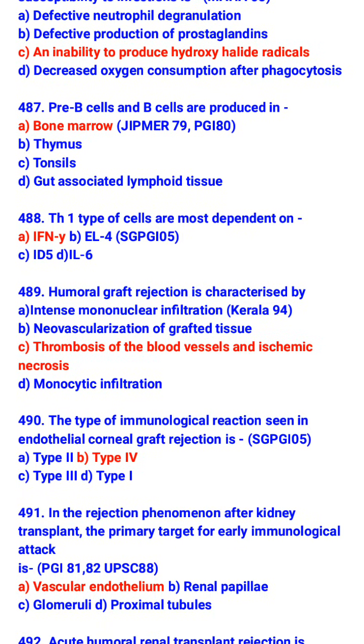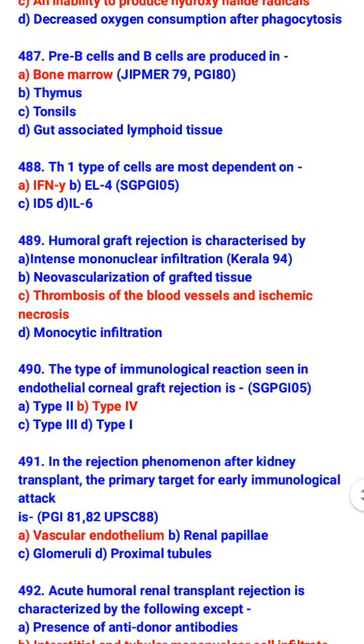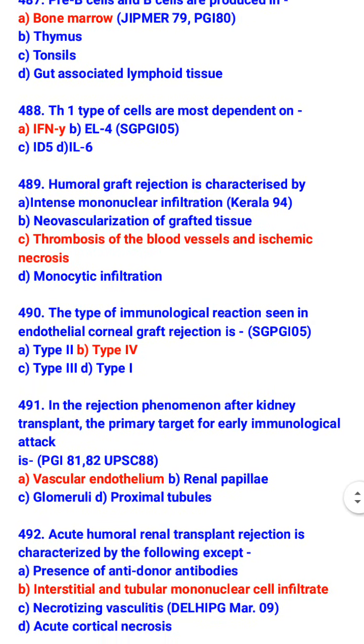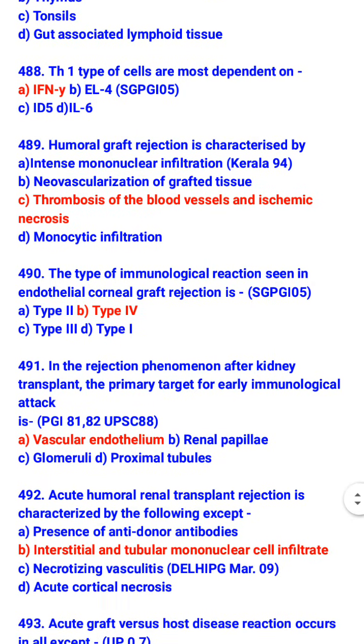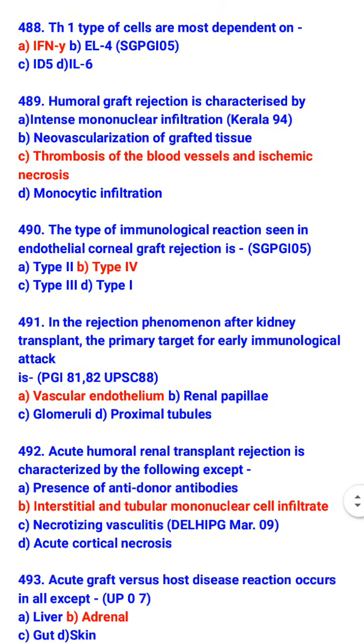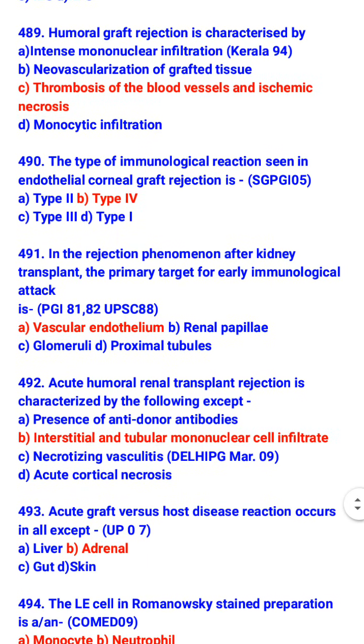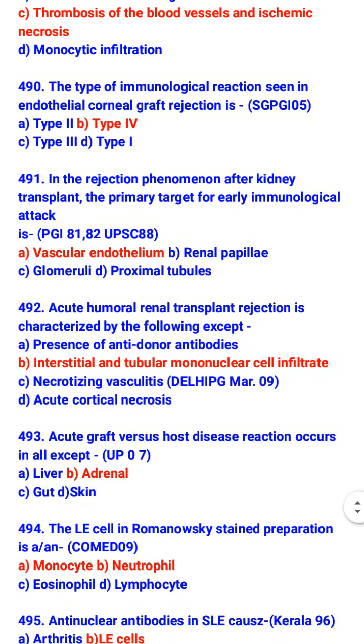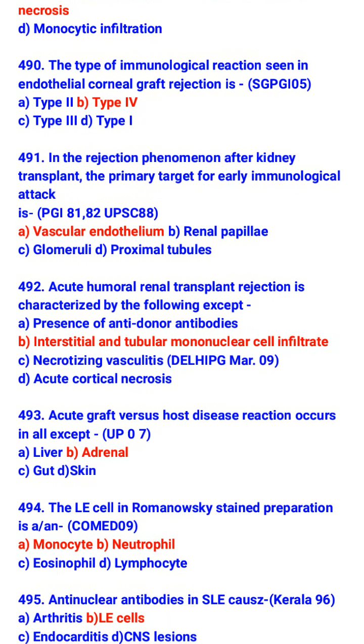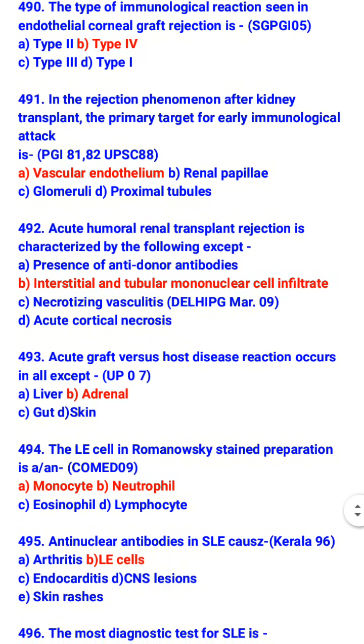Humoral graft rejection is characterized by thrombosis of the blood vessels and ischemic necrosis. The type of immunological reaction seen in endothelial corneal graft rejection is type 4. In the rejection phenomenon after kidney transplant, the primary target for early immunological attack is vascular endothelium. Acute humoral renal transplant rejection is characterized by the following except interstitial and tubular mononuclear cell infiltrate.